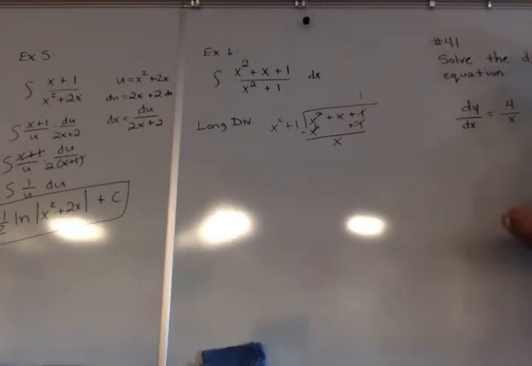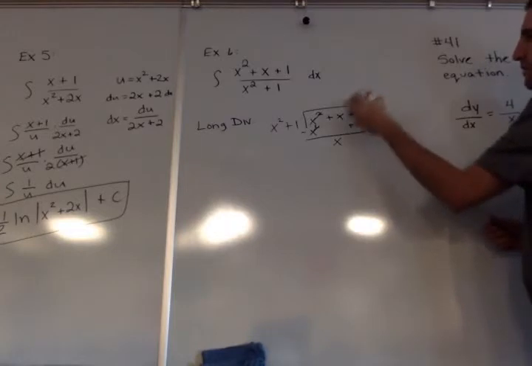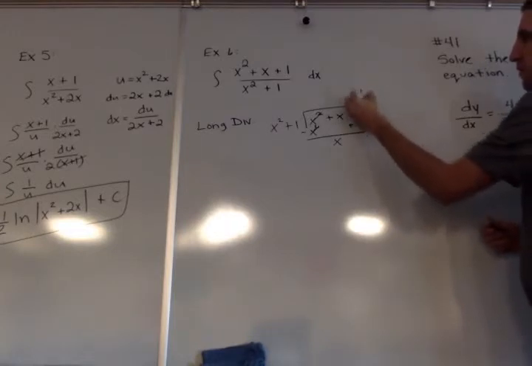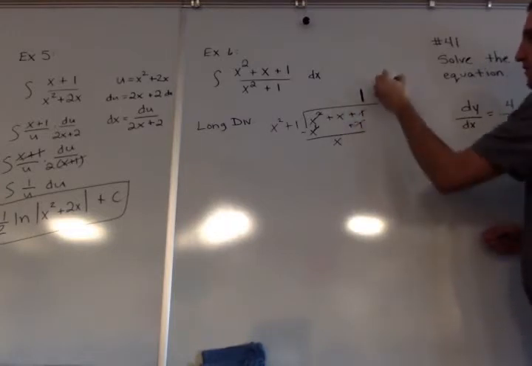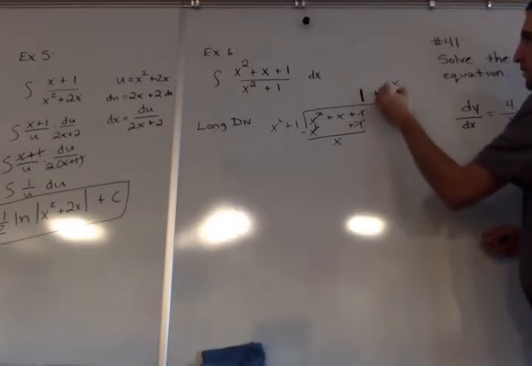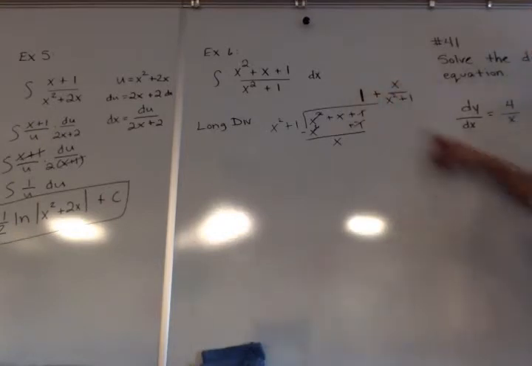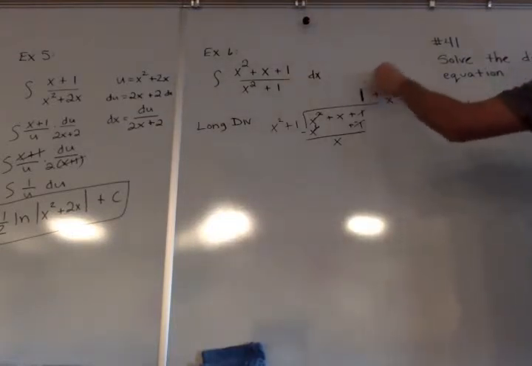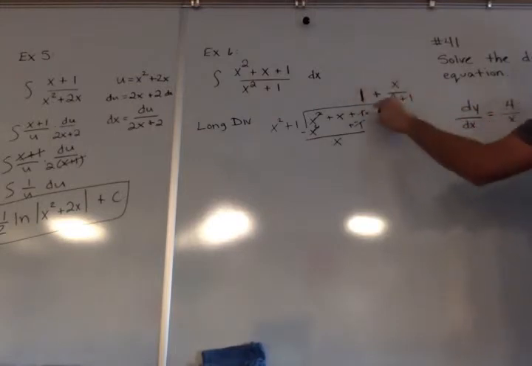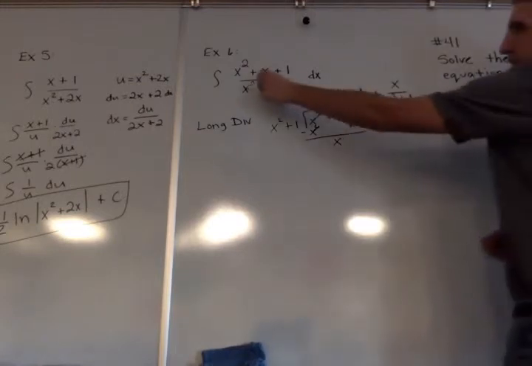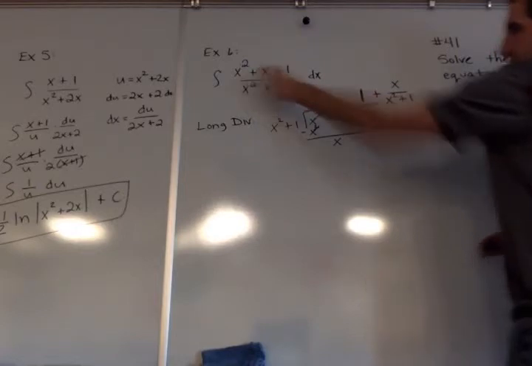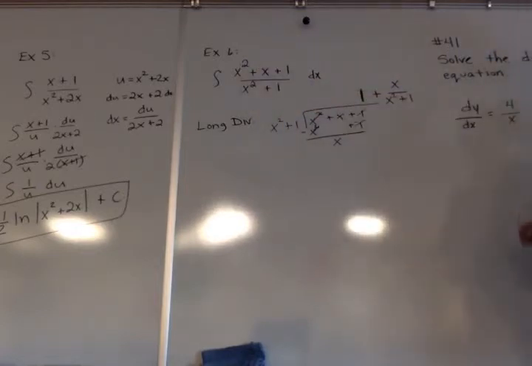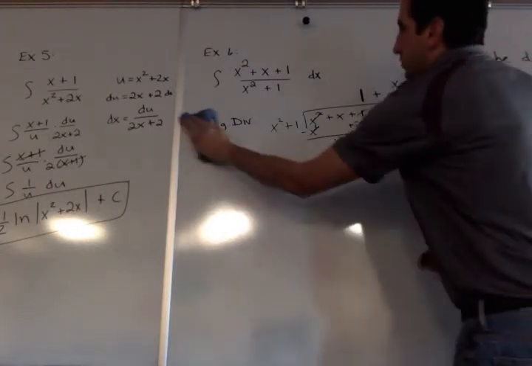So again, just doing some polynomial long division. To finish up, I'd say that the quotient is 1 plus x over x squared plus 1. So that's our quotient. This quotient is what we will integrate. This is an equivalent representation of this fraction that's in our integral. So I'm going to erase this long division, and we're now going to integrate 1 plus x over x squared plus 1.